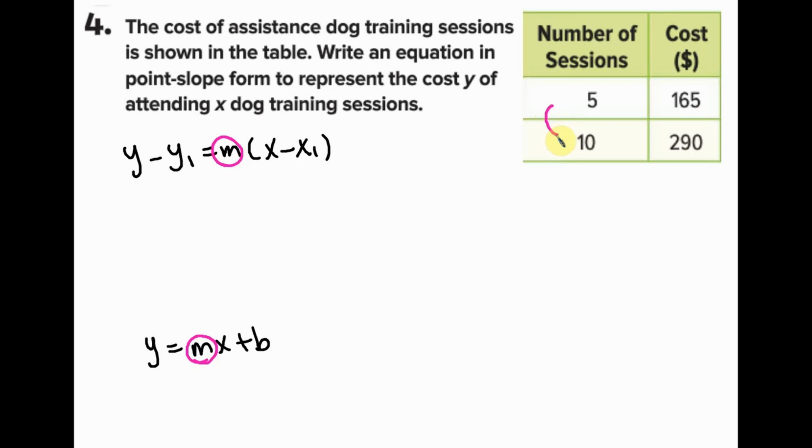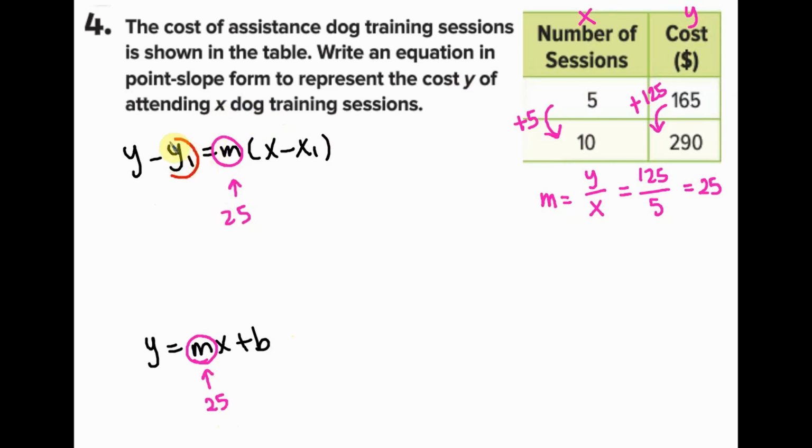From 5 to 10, it looks like I'm adding 5. From 165 to 290, my number is increasing by 125. Since they are saying x is the dog training sessions, where the cost is representing y, the slope is y over x, which in this case you will write as 125 over 5. If you simplify this, it becomes 25, and that is going to be your slope.